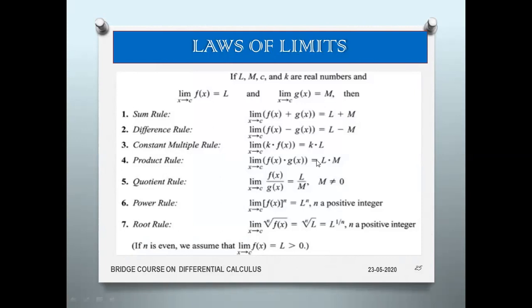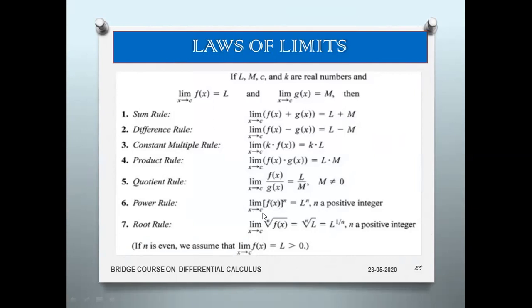Why M should not be equal to 0? What happens if M is 0? Oh good, Dakshaini. Anything divided by 0 is infinity. Very good. I am happy. So now, next is the power rule.